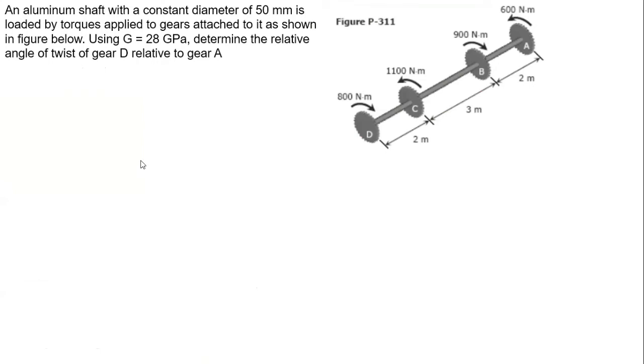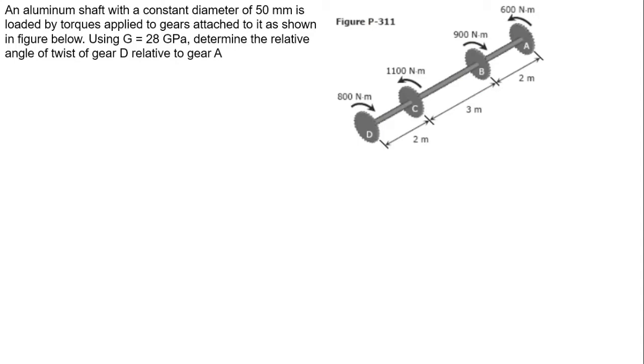So sabi dito, an aluminum shaft with a constant diameter of 50 mm is loaded by torques applied to gears attached to it as shown in the figure. Using a G of 28 gigapascal, determine the relative angle of twist of gear D relative to gear A.